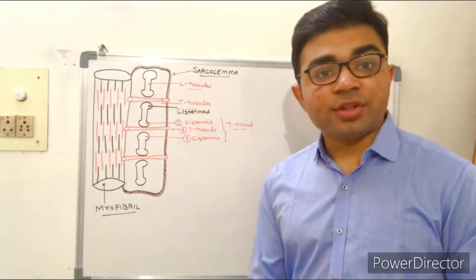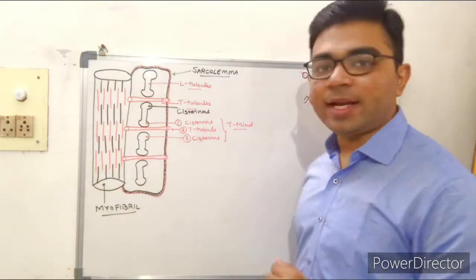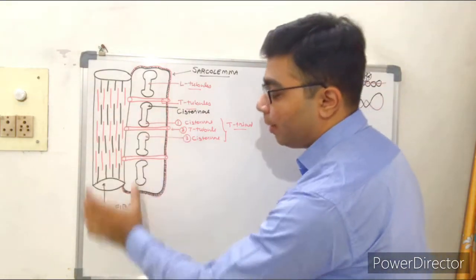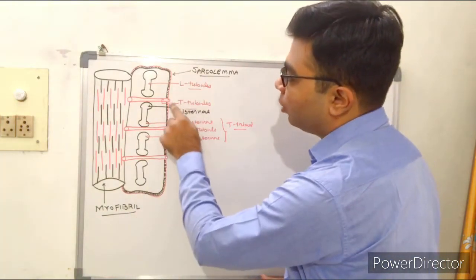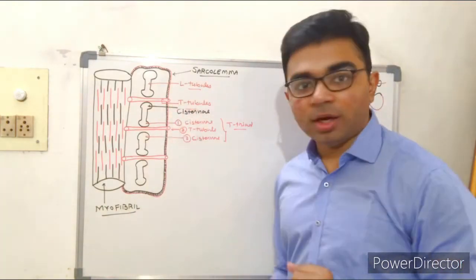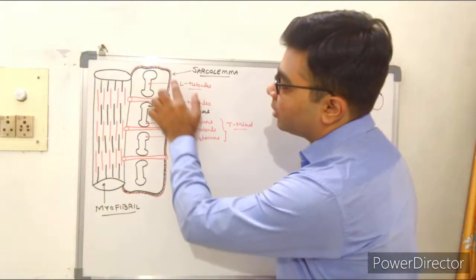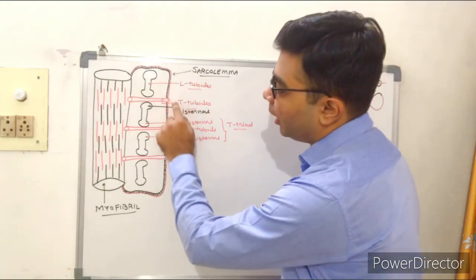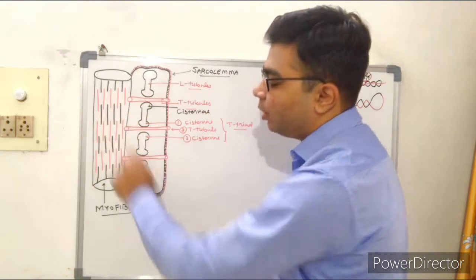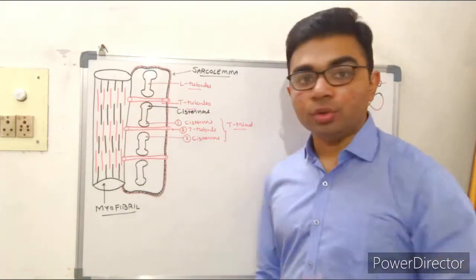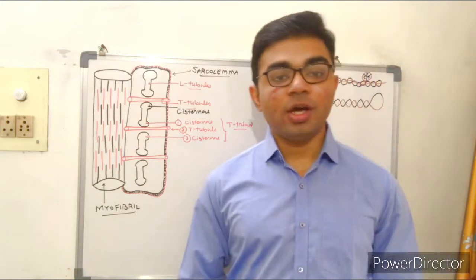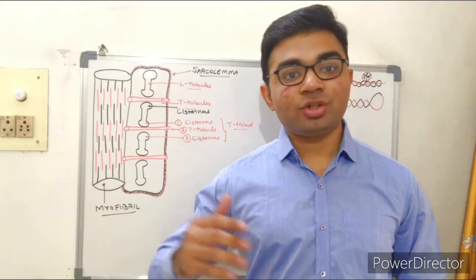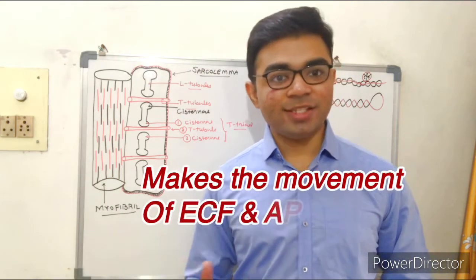Now, let us focus on the functions of the T-tubules and the L-tubules. T-tubules are transversely placed inside the myofibril, and as one opening is over the sarcolemma, whenever any extracellular fluid is present or an action potential comes, it will directly reach the inside of the myofibril through the T-tubules. So T-tubules make it very easy for the extracellular fluid as well as the action potential to reach the depth of the myofibril.